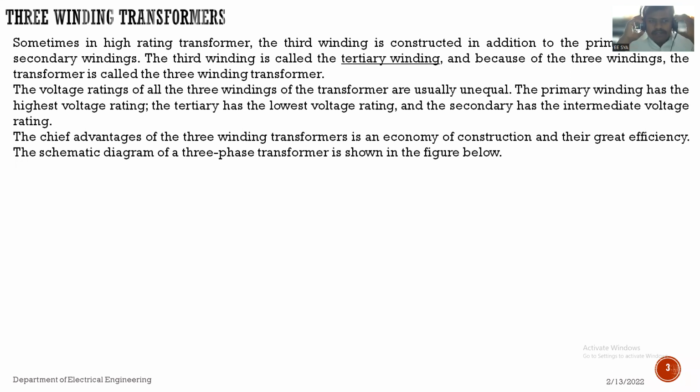Sometimes in a high rating transformer, a third winding is constructed in addition to the primary and secondary. In addition to the primary winding and secondary winding, one extra winding can be constructed in the transformer. So if a high rating of the transformer is required, in that situation we construct an extra winding, a third winding, in that transformer to increase the rating of the transformer.